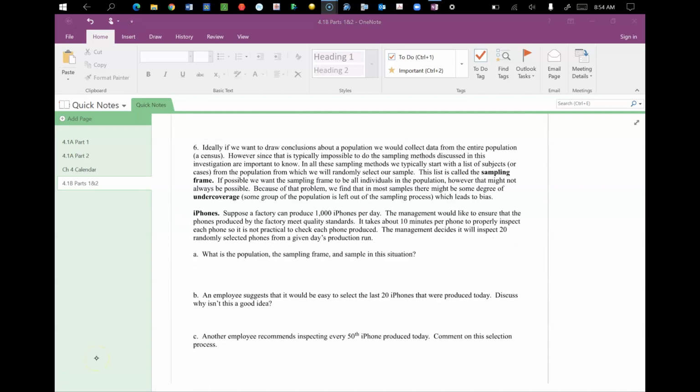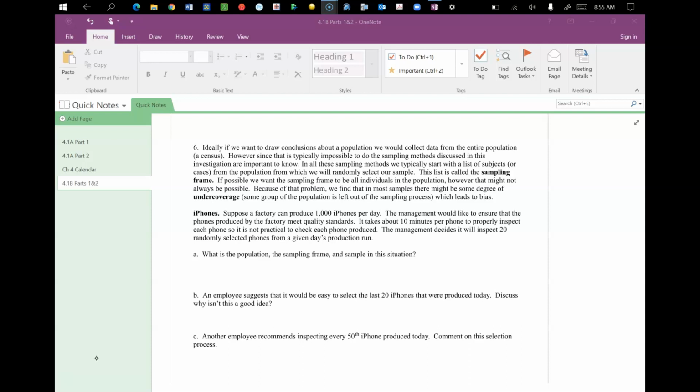At this point in this activity, we're going to take a little bit of a detour and talk briefly about some vocabulary. So let's read number 6. Ideally, if we want to draw conclusions about a population, we would collect data from the entire population. That is called a census. However, since that is typically impossible to do, the sampling methods discussed in this investigation are important to know. In all these sampling methods, we typically start with a list of subjects, or cases they're sometimes called, from the population from which we will randomly select our sample.